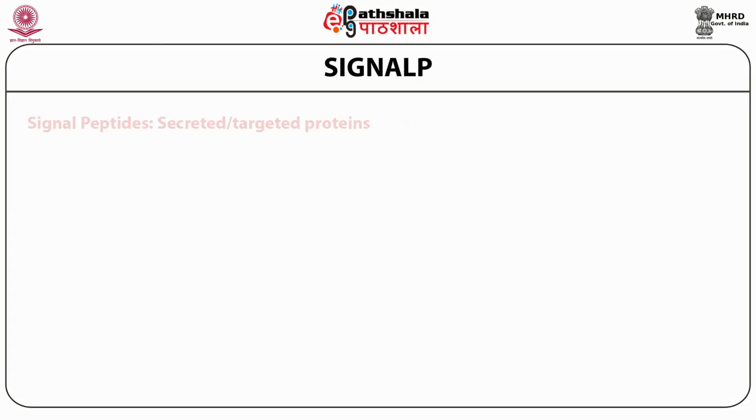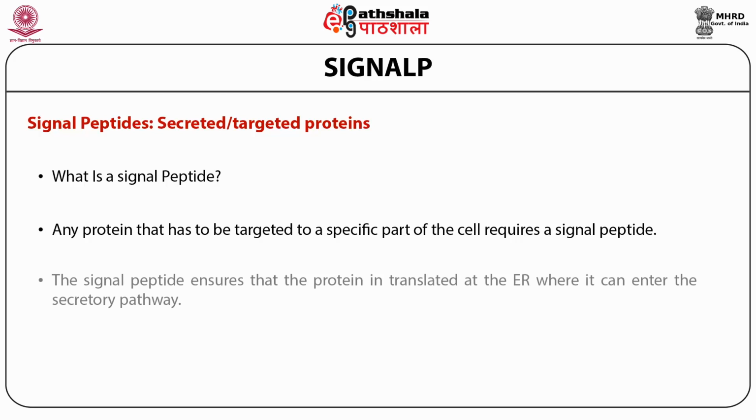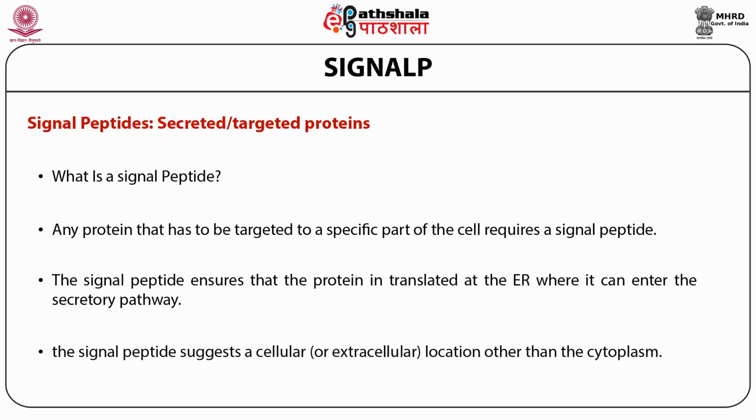We discuss signal peptide prediction. If you want to know whether a protein has a signal peptide or not, it can be predicted using the SIGNALP tool. What is a signal peptide? Any protein has to be targeted to a specific part of the cell. It requires a signal peptide, and the signal peptide ensures that the protein is translated at the endoplasmic reticulum where it can enter the secretory pathways, and that signal predicts a cellular location other than the cytoplasm.